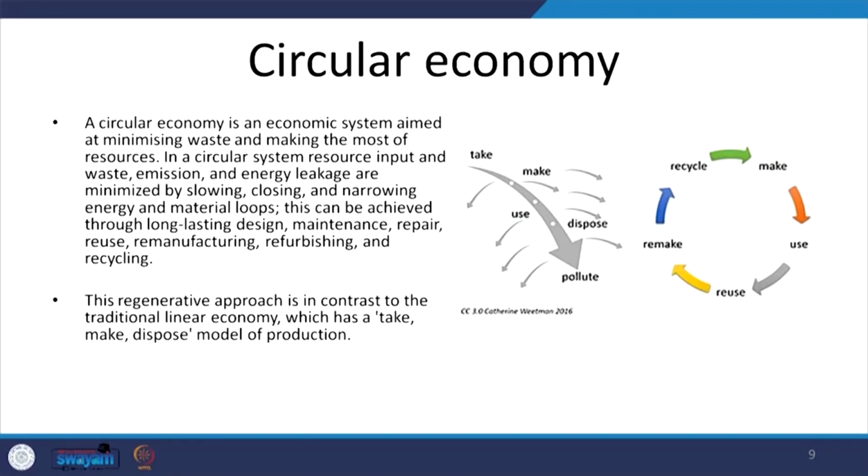Now, circular economy is synonymous to sustainability and system thinking, where nothing goes as waste. So, earlier the approach was to take, make, use, dispose and pollute. So, we take the resources from the environment, make it, transform it, use it, and then we dispose it off, and which eventually goes back to the environment to pollute the environment.